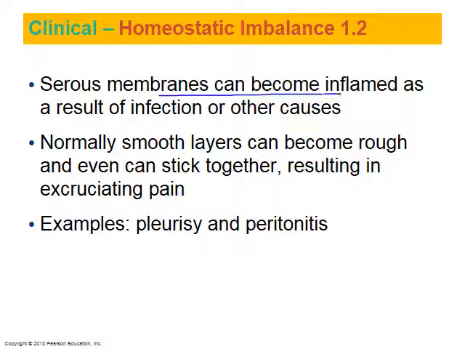Sometimes these serous membrane layers can become inflamed due to an infection, and it causes the smooth layers to become rough and stick together, and this can cause a lot of pain. So two examples here: I have pleurisy and peritonitis. They're telling you where this inflammation is occurring, in which layers, right? Pleural means lungs, and peritonitis has to do with the abdominal cavity.